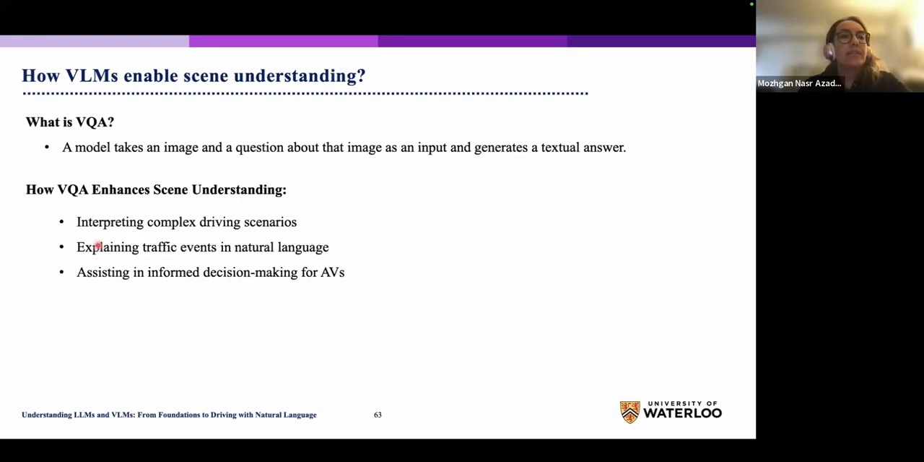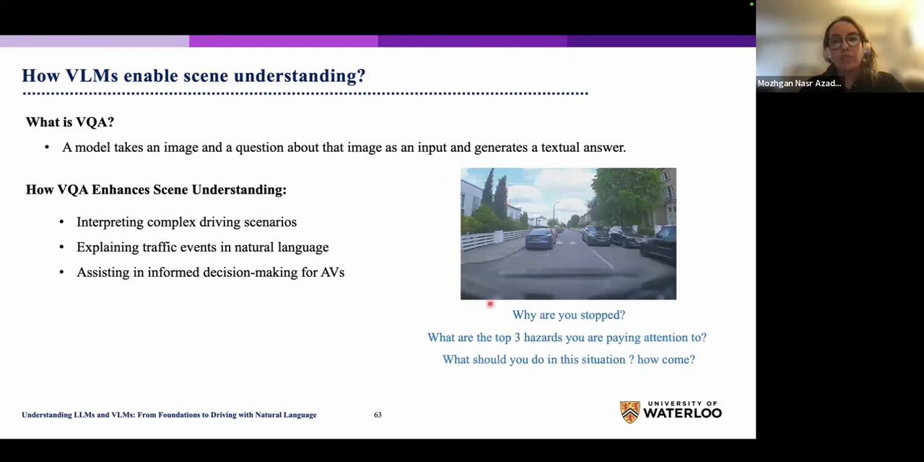How is this useful? It can help us with interpretability, explaining traffic events in natural language, or in the latest models, even assisting in the decision making process of the autonomy stack. As an example, we have a driving scene. For example, this is an actual driving scene in England, and we can ask the car: why are you stopped? What are the top 3 hazards you are paying attention to? And so forth. The most current trend is understanding why the vehicle is behaving the way that it does.